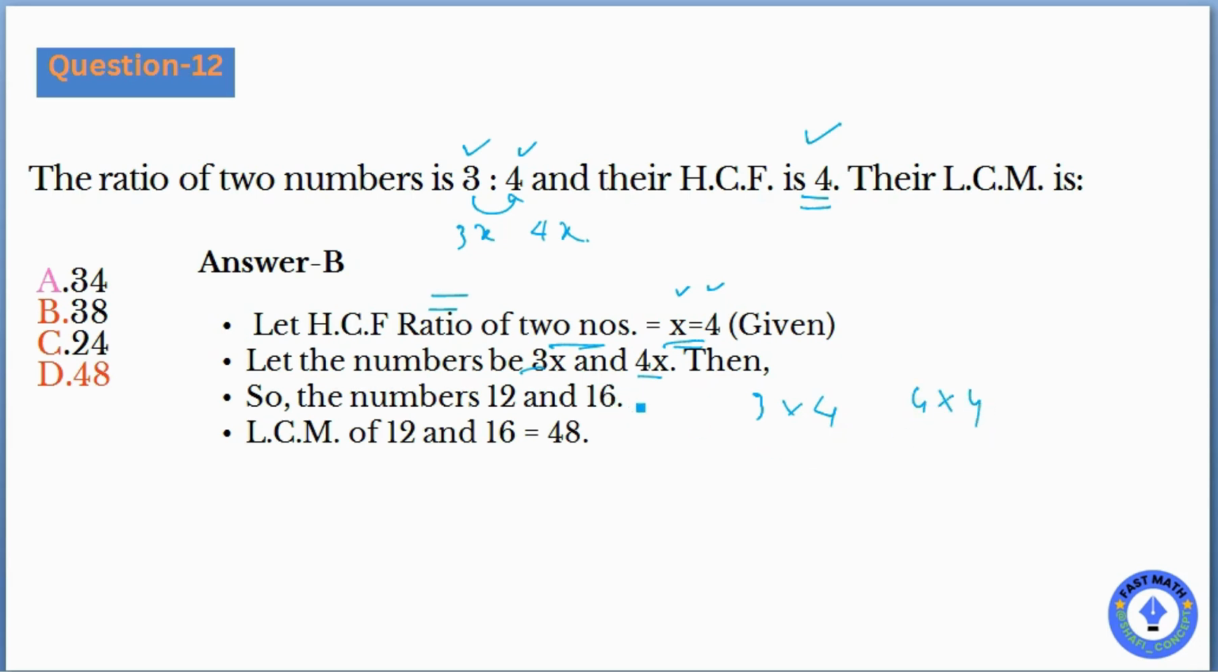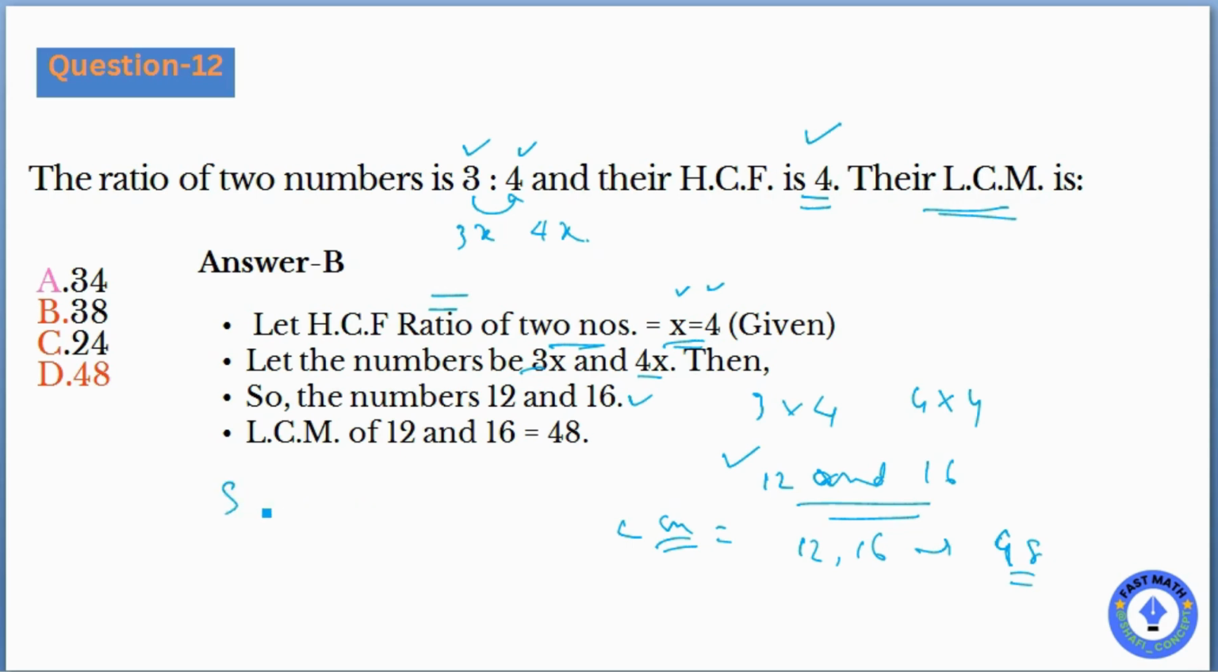What will the numbers be? Finally, it is 12 and, sorry, 12 and 16. What has the problem asked? What is their LCM? Now that you have found the numbers, you have to find the LCM of 12 and 16. The LCM is 48. You know the procedure of doing LCM? This is the conventional way of doing it.